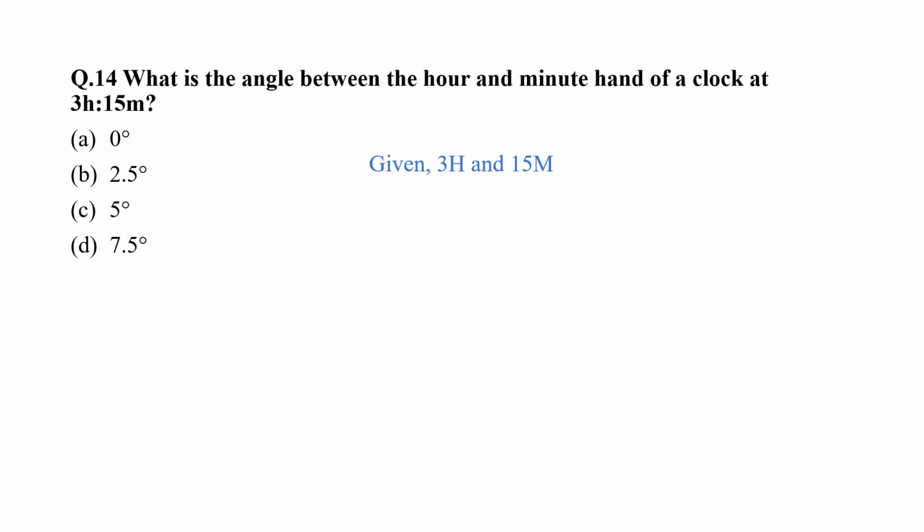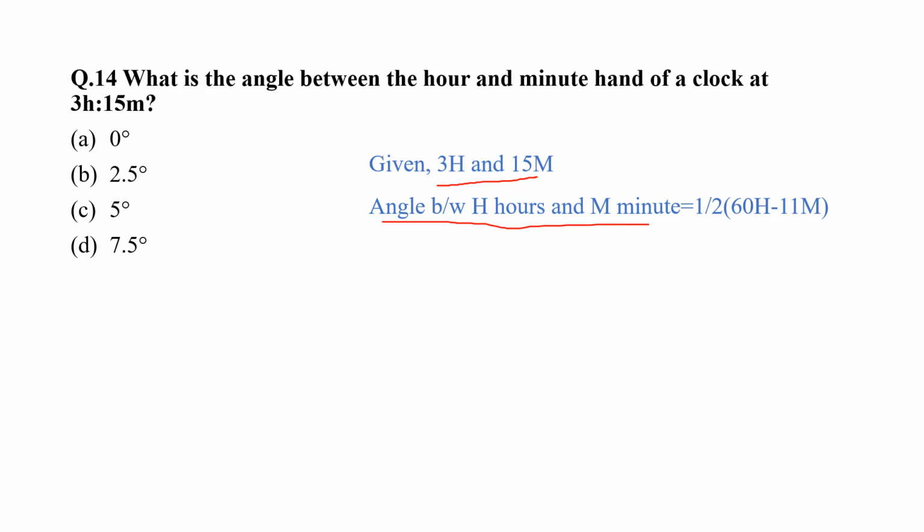So this is given that hour is 3 and minutes are 15. The angle between the hour and minute hands can be found from a formula, and we can directly put in the values and calculate. The formula is 1 upon 2 into (60 hour minus 11 minute). So put the values: 1 upon 2 into (60 multiplied by 3 minus 11 multiplied by 15).